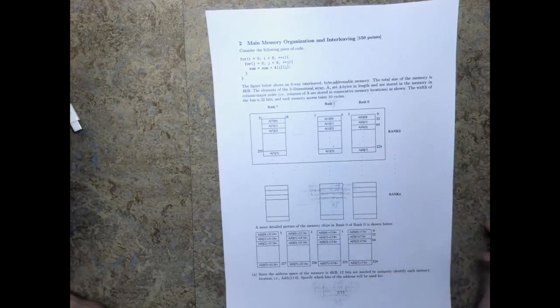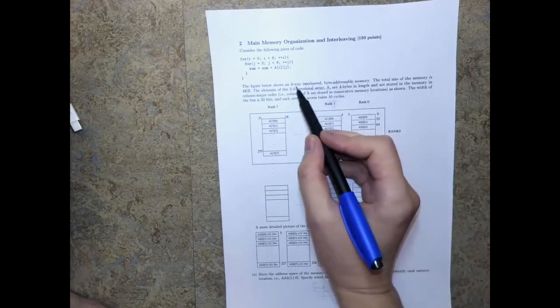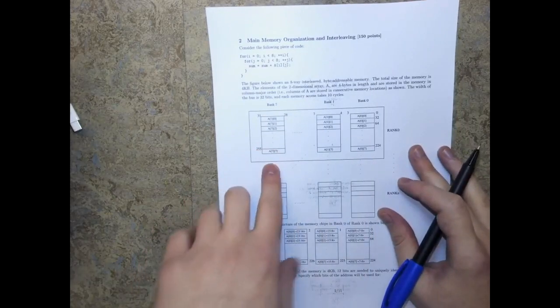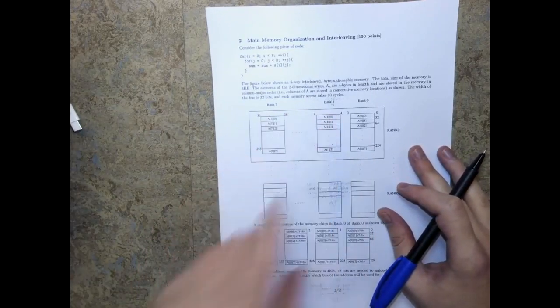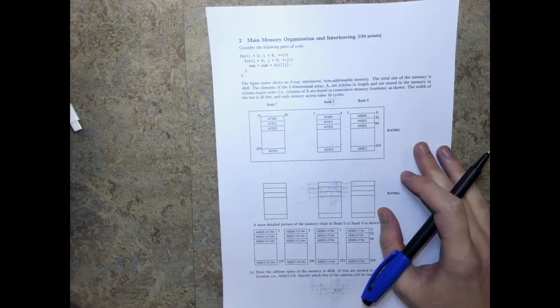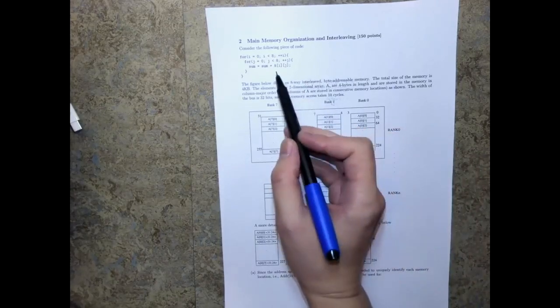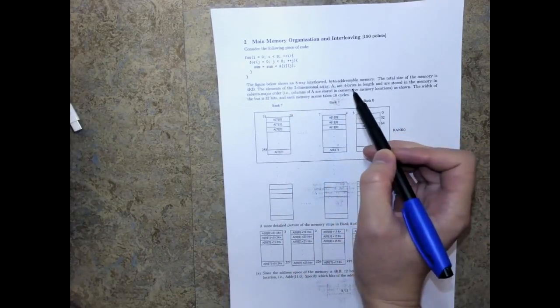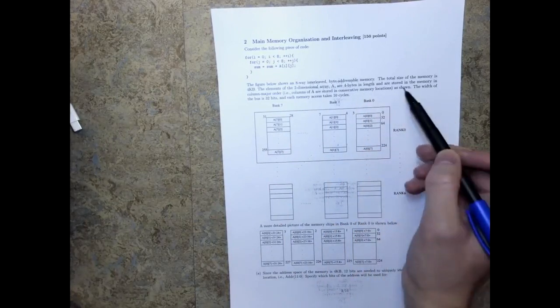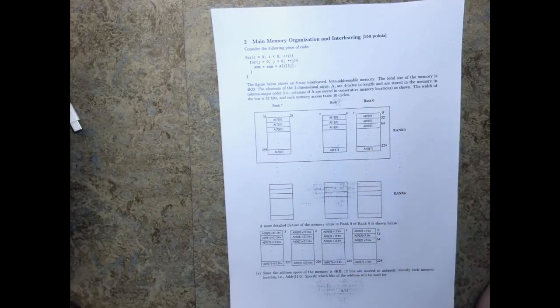So this question uses kind of weird terminology. It says 8-way interleaved memory. Here it really means banks, as it is clear in this picture. So it is named from bank 7 to bank 0. And it is byte addressable memory, which is another important thing that it gives you. The total size of memory is 4 kilobytes. And the elements of the array are two-dimensional. Each element is 4 bytes in size and stored in memory in column major order.